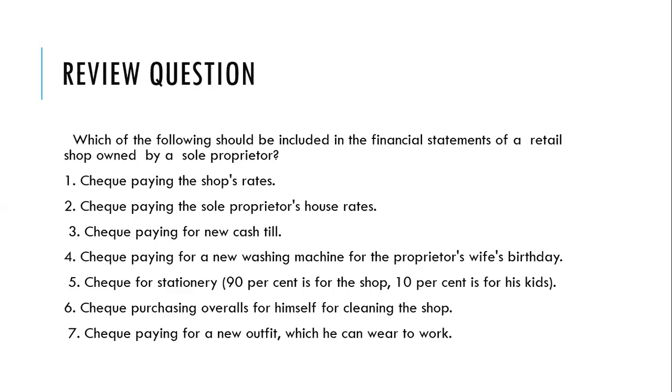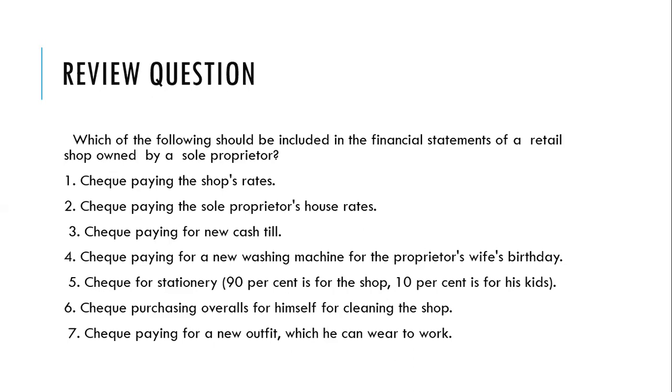Number three, check paying for a new cash till. We need the new cash till for the salespeople to record financial transactions, so definitely that is for business. So we record number three in the financial statement of the business. Number four, check paying for a new washing machine for the proprietor's wife's birthday. Now that's personal, so you cannot record that in the books of the business.